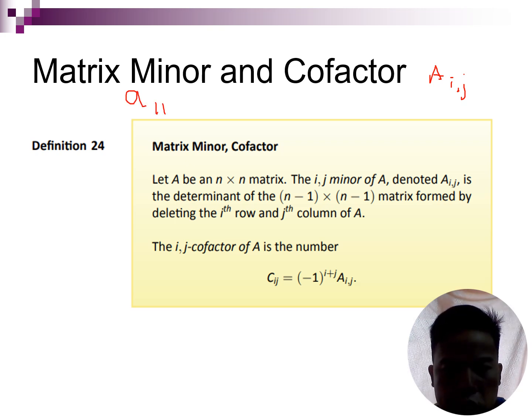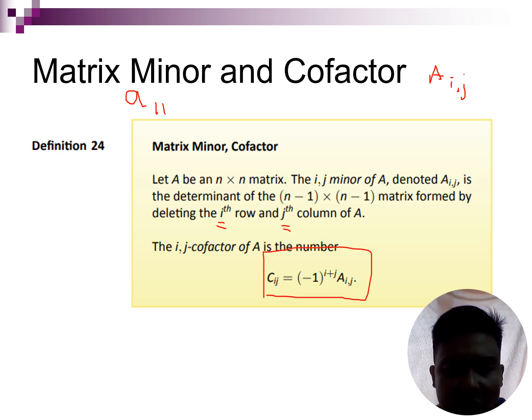Okay, the first row, first column. So this is way different because we have a comma here. And with that, you need to remember that that denotes a minor. So it is a determinant of an n minus 1 by n minus 1 matrix, which is formed by deleting the ith row and the jth column. And you need to remember this one, guys.